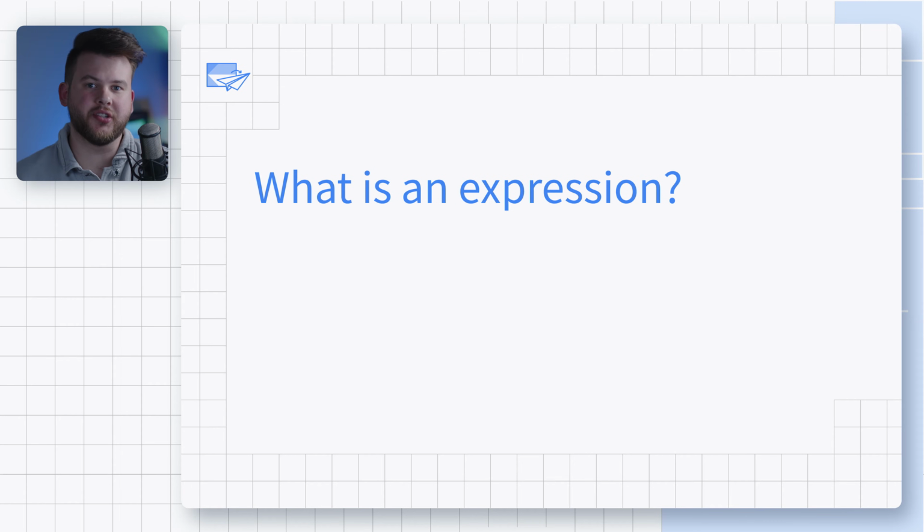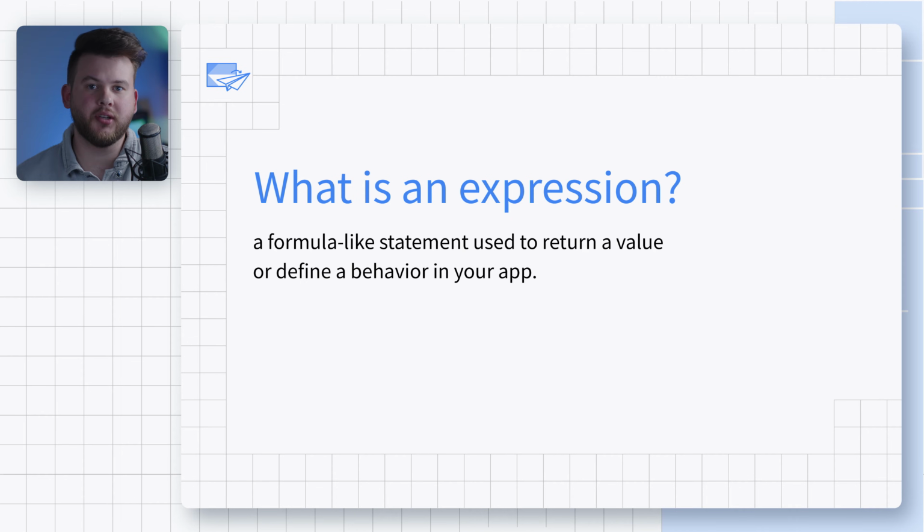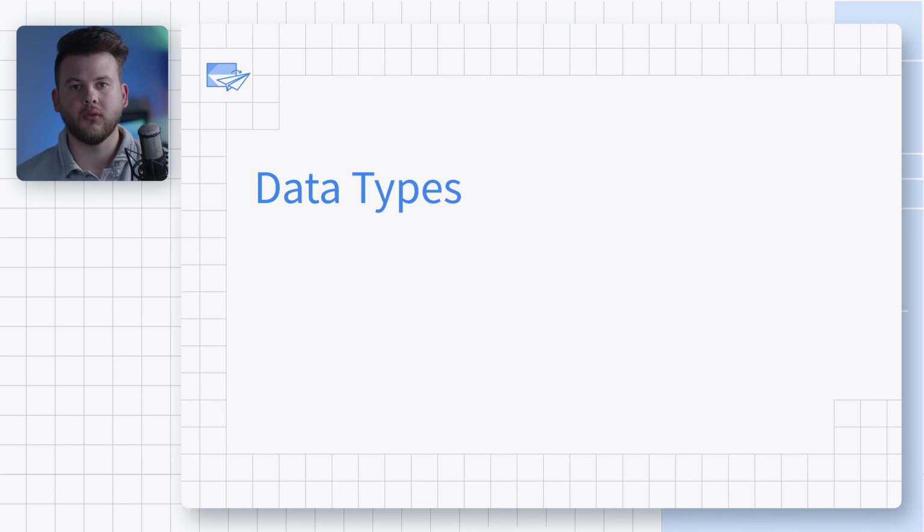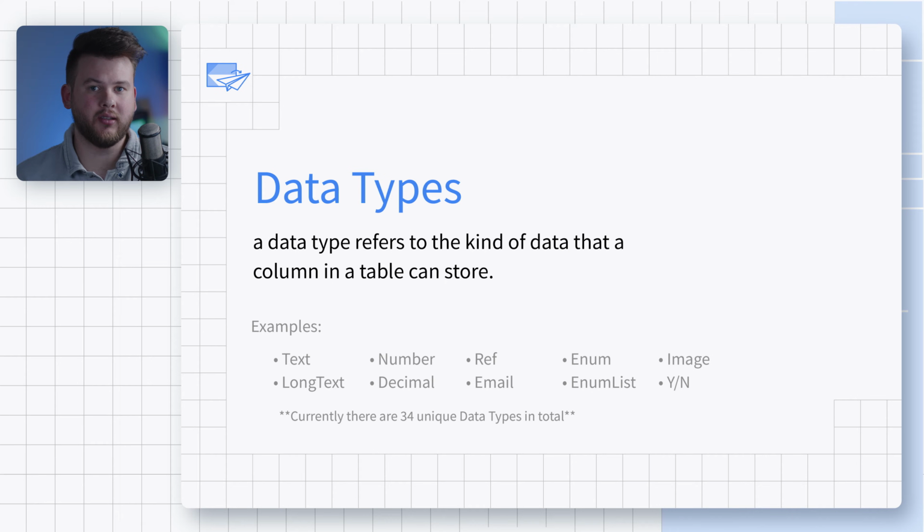What is an expression? Well, an expression is a formula-like statement used to return values or define a behavior in your app. Before we jump too deep into expressions, we need to talk about data types. In AppSheet, a data type refers to the kind of data that a column in a table can store.